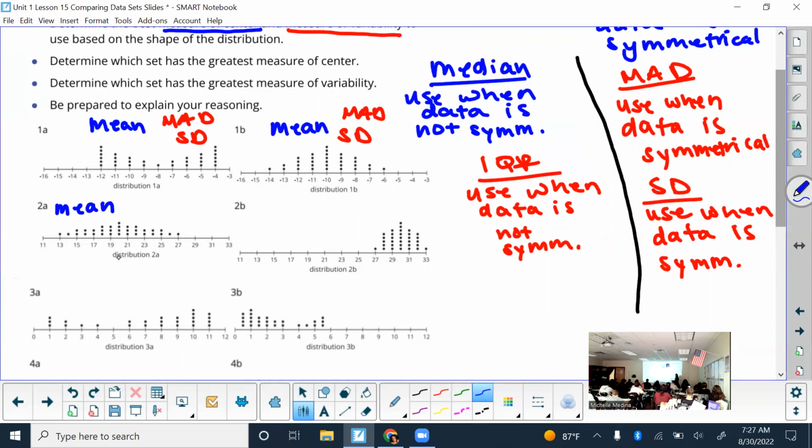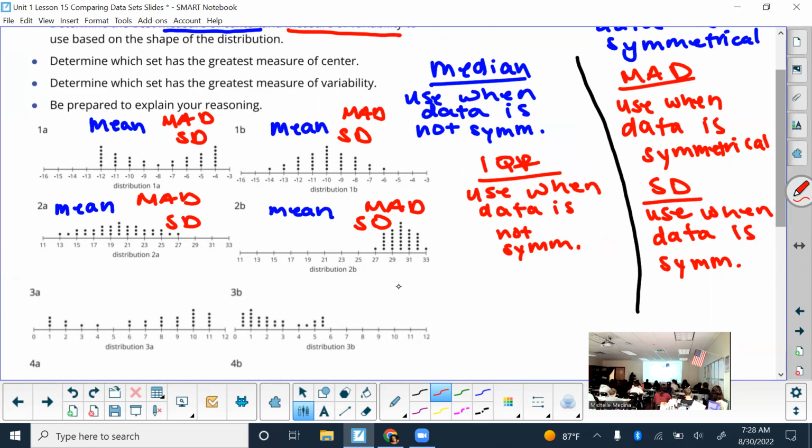So yeah, this is symmetrical. Therefore, what are my automatic choices for variability? Right, so even when the data is more to one side, still if I draw a line down the middle of the data, it's even on both sides.